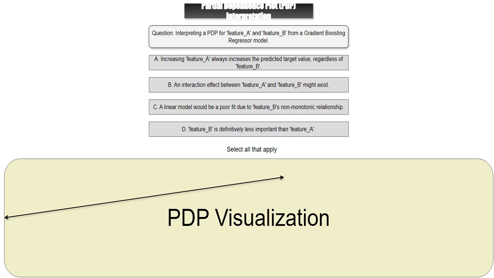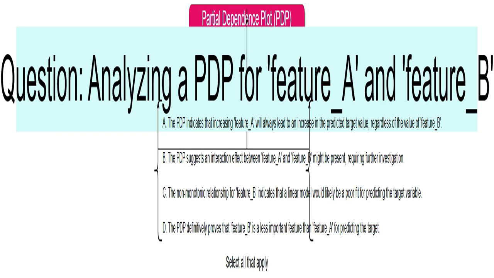This is just a reminder we're dealing with visual information, the actual PDP graph. I need to interpret what I see there to answer the question correctly. I'm analyzing a partial dependence plot, PDP, to understand how two features, feature_A and feature_B, affect a target variable. The plot shows feature_A has a clear positive relationship with the target, meaning as feature_A increases, so does the predicted target value. However, feature_B shows a more complex, nonlinear relationship. It goes up and down, not following a simple pattern.